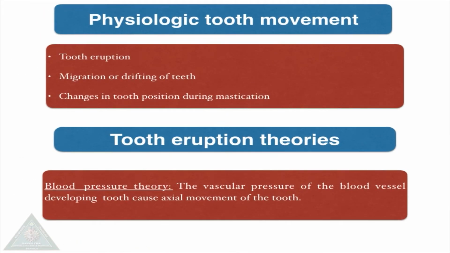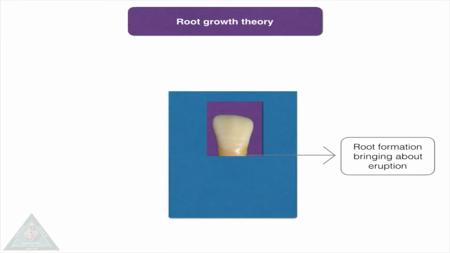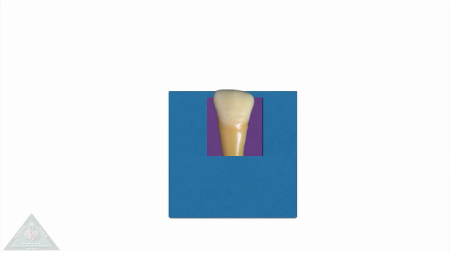Physiologic tooth movement involves tooth eruption, migration or drifting of teeth, and changes in tooth position during mastication. Tooth eruption theories. First is the blood pressure theory. The vascular pressure of the blood vessels within the developing tooth causes axial movement of the tooth. Root growth theory. According to this theory, the apical growth of the root results in an axially directed force that brings about the eruption of teeth.